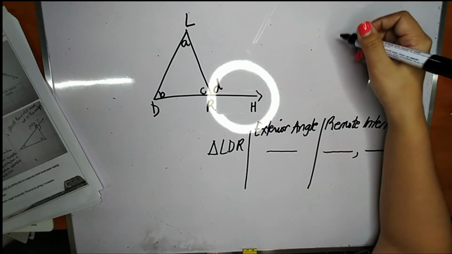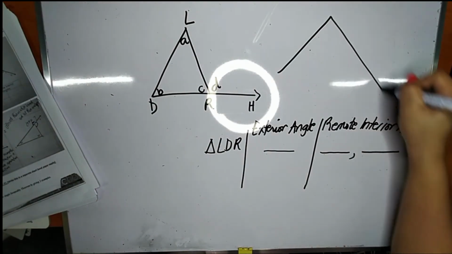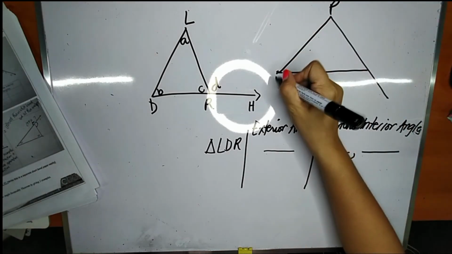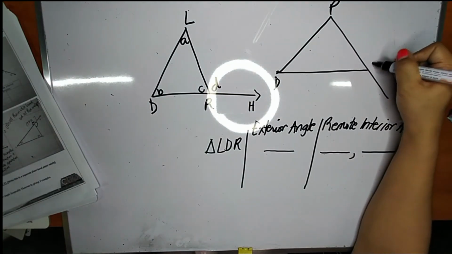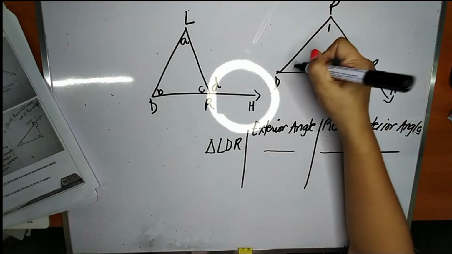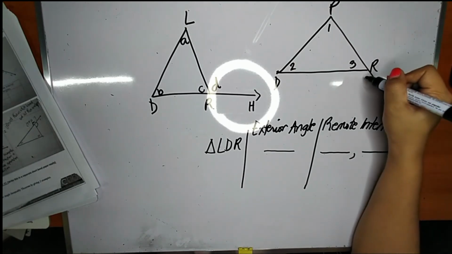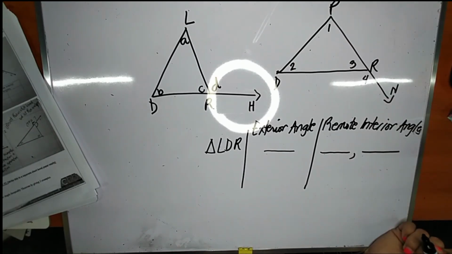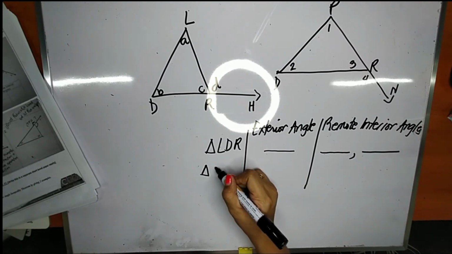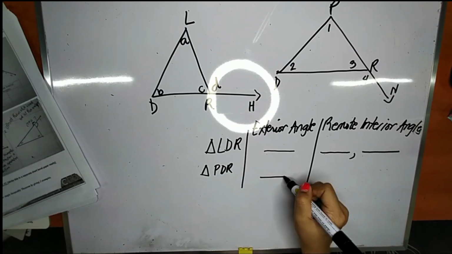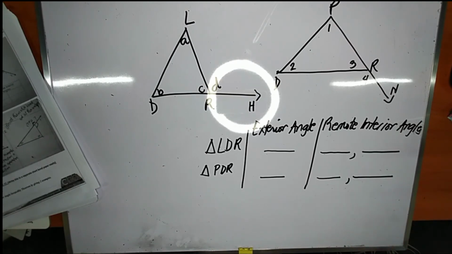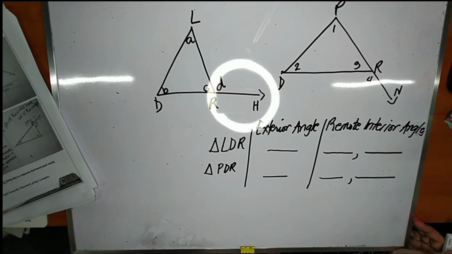And also we have a second figure, CPDR, with an extension point N. And we have interior angles 1, 2, 3, and an exterior angle 4. Okay, we will also write down there what the exterior angle of PDR is. You write it down, and the remote interior angles also, with respect to that exterior angle, write down the two. Okay, that's for activity 1A, very easy.